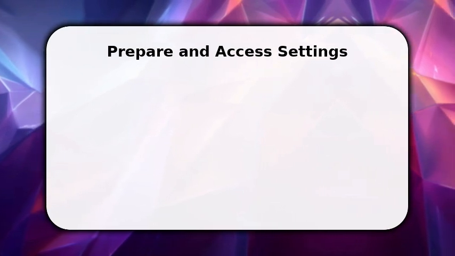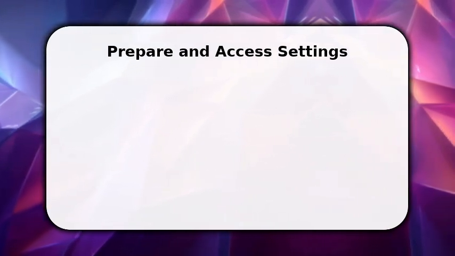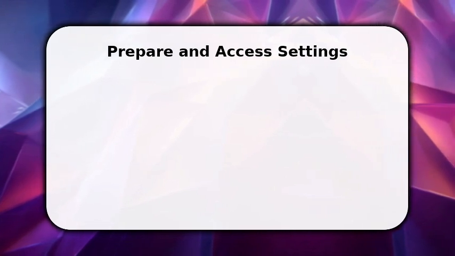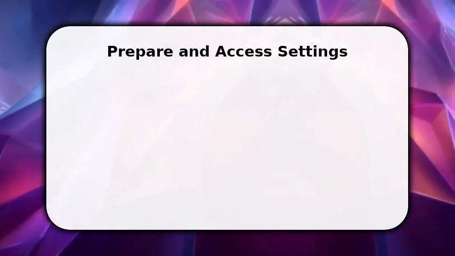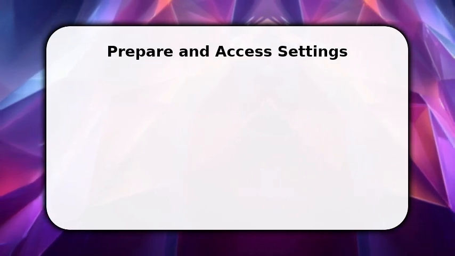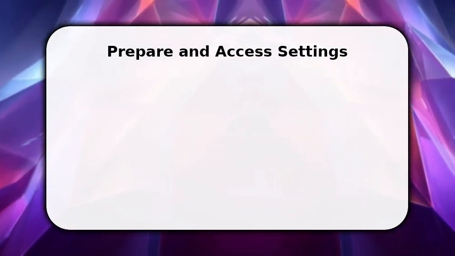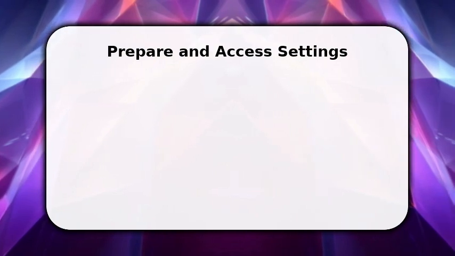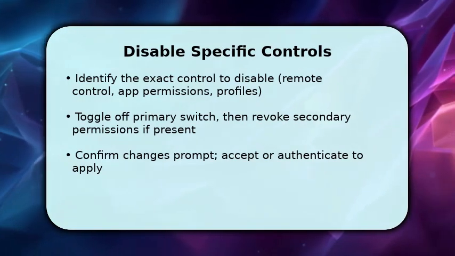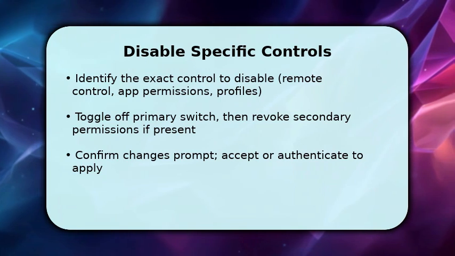Make sure network connections are stable if controls sync with cloud profiles, because unsynced changes can revert. Now proceed to the specific control panel you intend to disable. You'll now locate the specific control entry and tap into its detail view. This shows connected apps and permission lists.